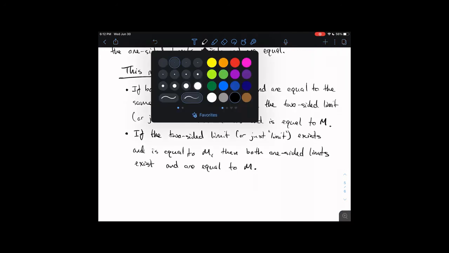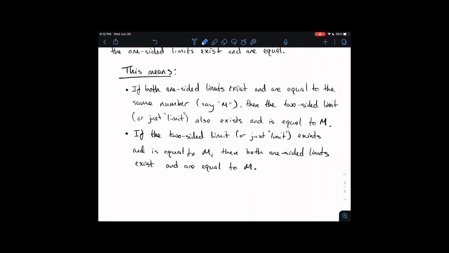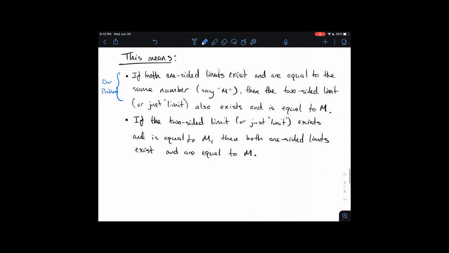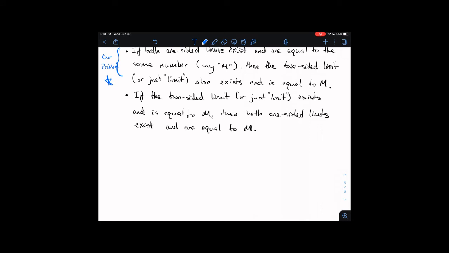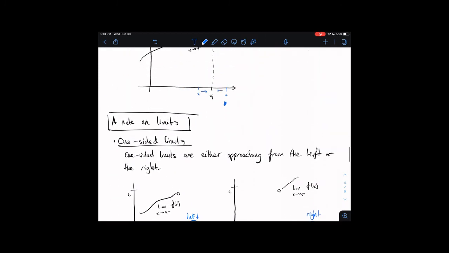So this is kind of the big takeaway here. This right here is what we had to know to do our problem. Our problem gave us that both one-sided limits existed and they were both equal to the same number. So knowing this fact, we should be able to say that the two-sided limit exists and is also equal to that number. So this is everything. Now the other fact is also just a useful piece of information for you to know. That's really all I wanted to say on limits in this respect.